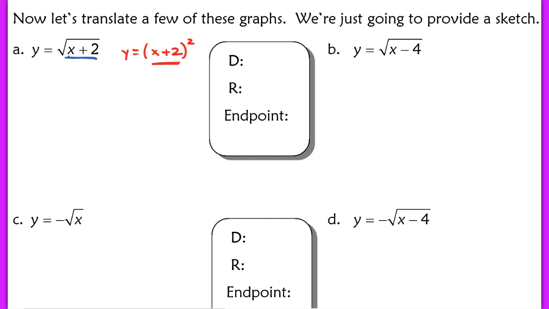That endpoint is going to be shifted left 2 units. So let's draw a little quick sketch here. Our endpoint used to be at 0, 0. Now it's going to shift 2 to the left, and now we're at the coordinate -2, 0.